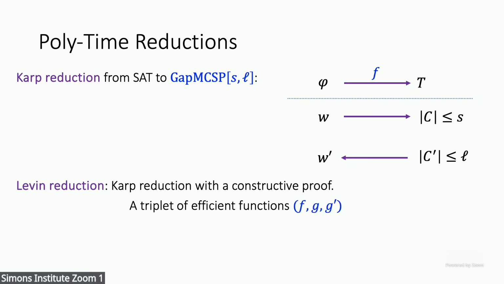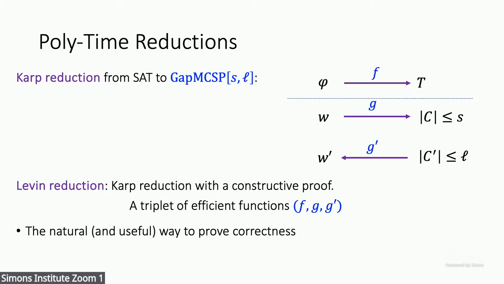So a Levin reduction is just a triplet of functions, f, g, and g prime. F is the Karp reduction, and g and g prime are the constructive proof. g is a function that takes a witness for SAT and outputs a witness for MCSP. g prime is a function that takes a witness for gap MCSP and outputs a witness for SAT. This is actually the usual way we think about reductions. This is the natural way to prove reductions. As a result, most of the reductions we know are Levin, and this includes the proof of the PCP theorem. The PCP theorem can be proven using Levin reductions.